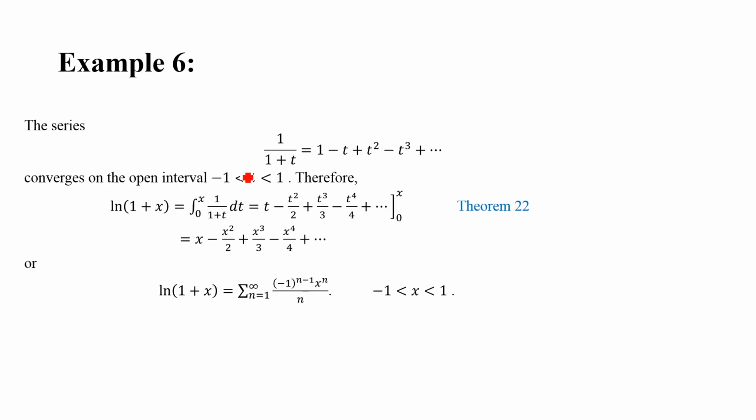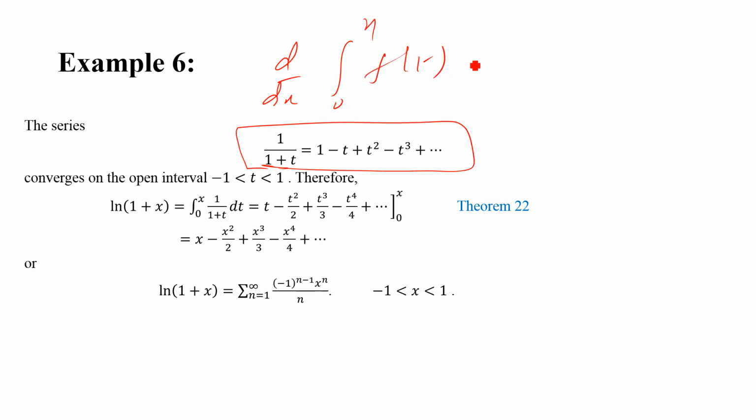There is another example of integration. We have this series: 1 over 1 plus t is equal to 1 minus t and so on. You can prove it yourself; this is also a geometric series. Now just integrate both sides from 0 to x. We have to find a function whose derivative is this series. The derivative d by dx of the integral from 0 to x of f(t) dt gives us f(x). That is, if we integrate this and differentiate this integral, we will have 1 over 1 plus x.